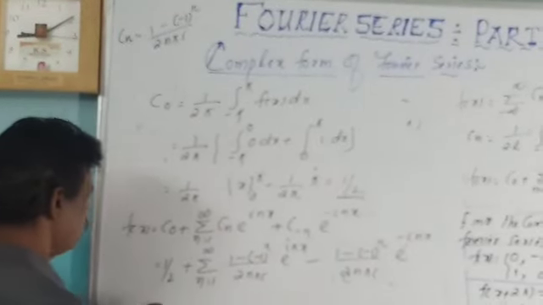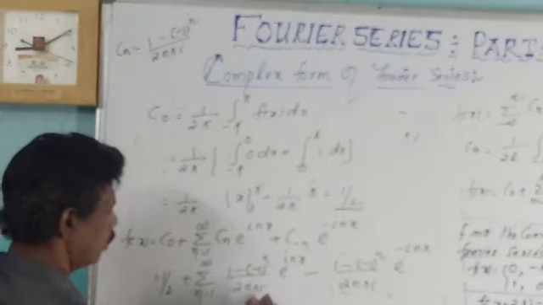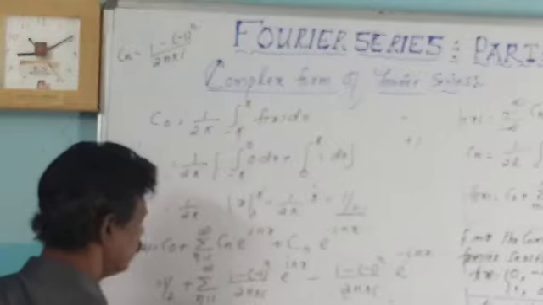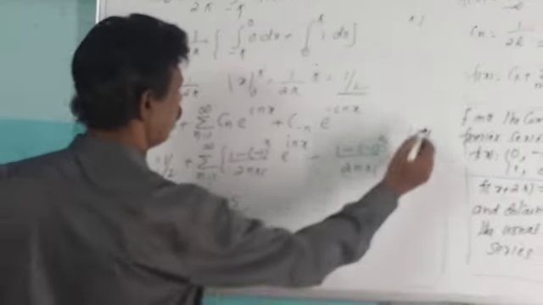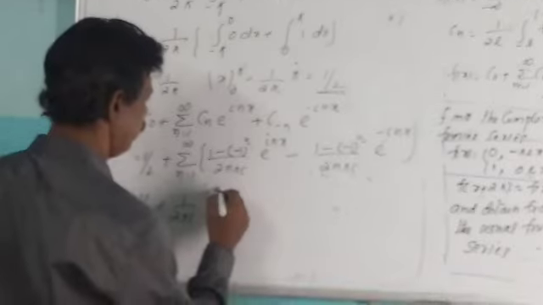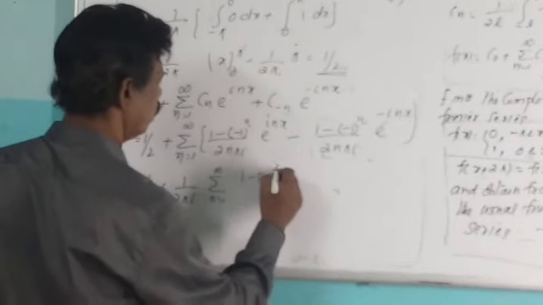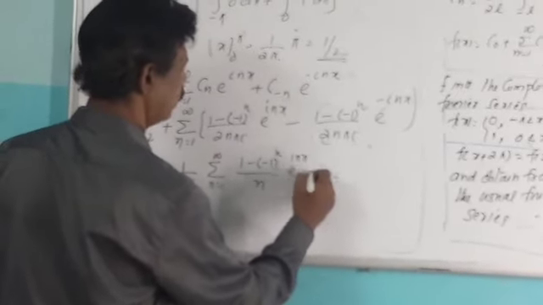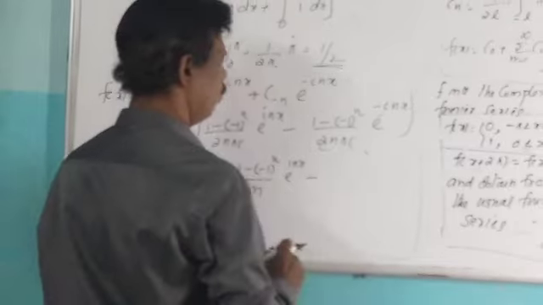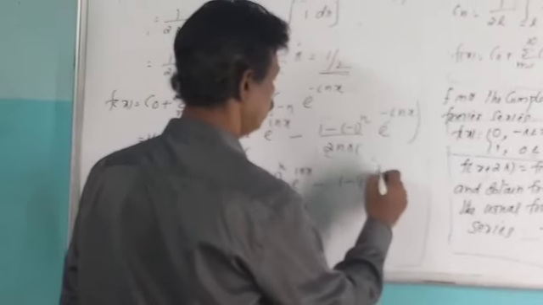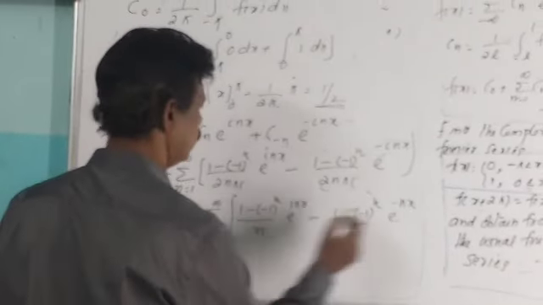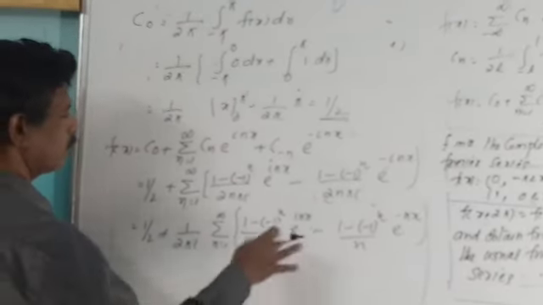Then we can substitute n equal to 1, 2, 3. Before that, take the common term 1 by 2 pi i into sigma n equal to 1 to infinity, (1 minus (minus 1) all raised to n) by n into e raised to i n x, minus again (1 minus (minus 1) all raised to n) by n into e raised to minus i n x. Then put n equal to 1, 2, 3, etc. This is known as the complex form of Fourier series.